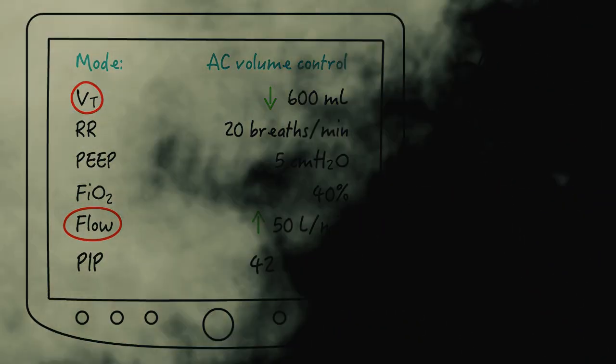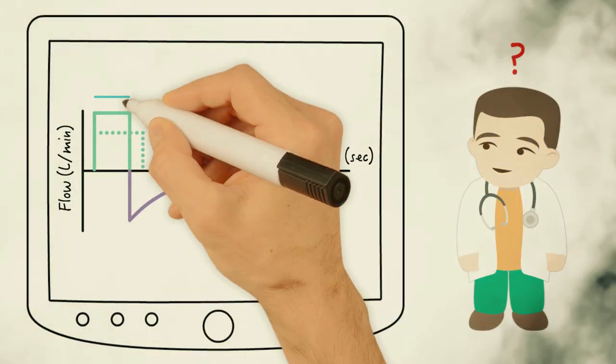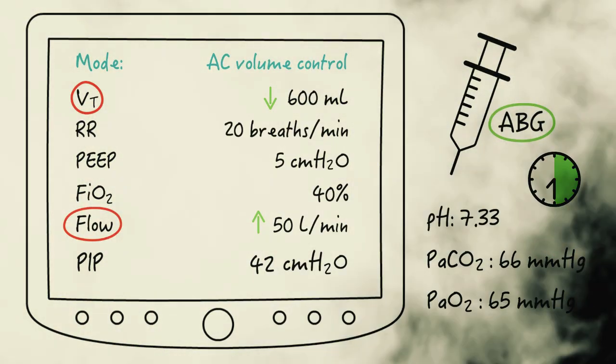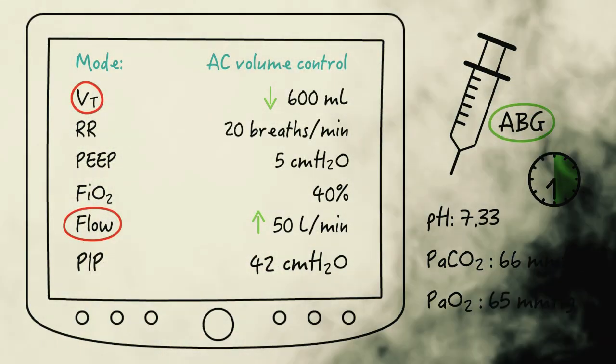Now by increasing the flow, we notice on the ventilator that the inspiratory time has been shortened, and the expiratory time has been increased, allowing for more time to exhale. So now it would be appropriate to obtain an ABG in about 30 minutes or so to monitor the effects of our changes. And in the meantime, we still have other options to consider.